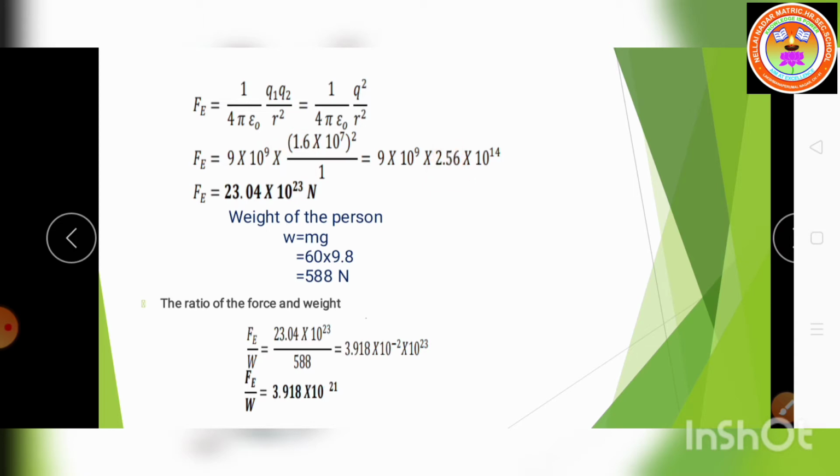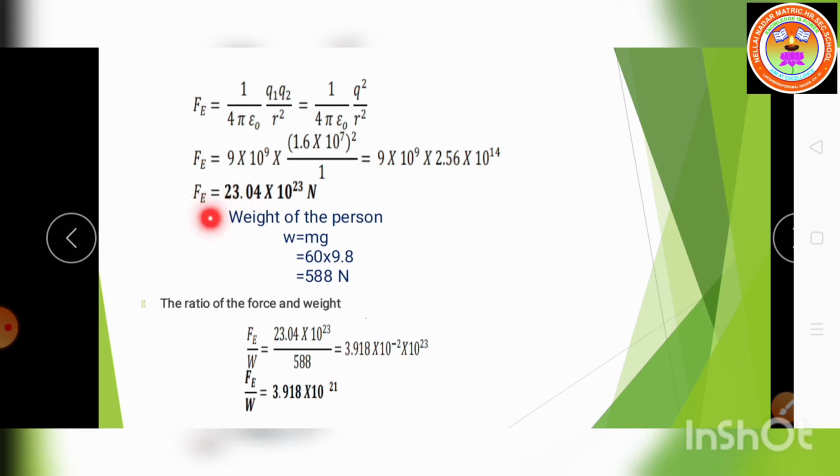The remaining term is 9 into 10 power 9. Then 10 power 7 the whole square is 10 power 14. So 10 power 14 into 10 power 9, that is 14 plus 9, gives 10 power 23. Again 9 into 2.56, we get the answer 23.04.